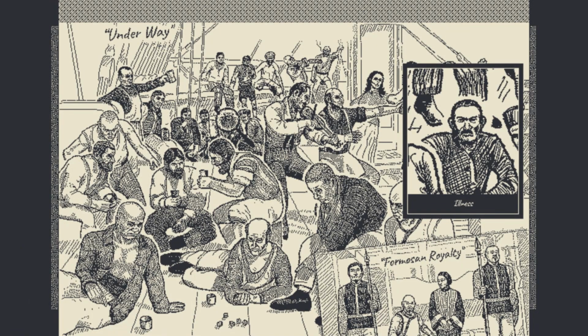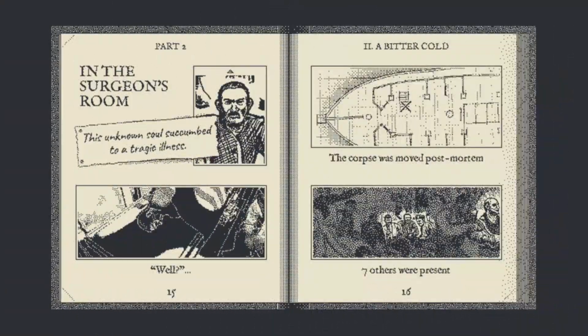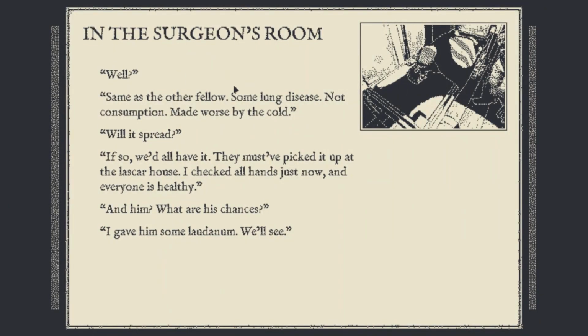Okay, so this guy died from illness. What is the dialogue in this scene? Okay, well, same as the other fellow. Some lung disease, not consumption, made worse by the cold. Well, it spread, if so we'd all have it. They must have picked it up at the Lasker house.